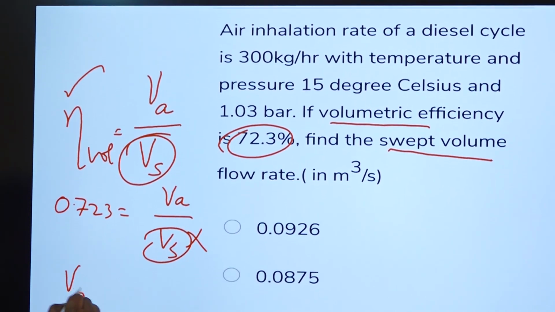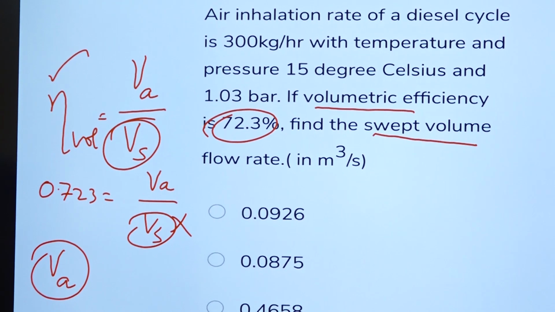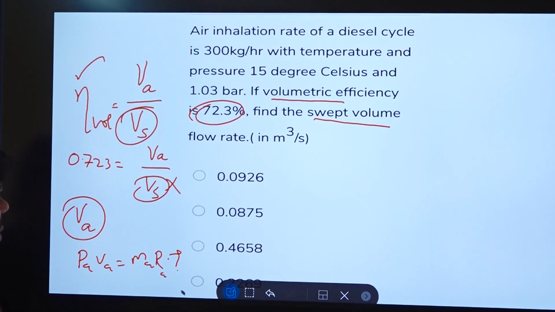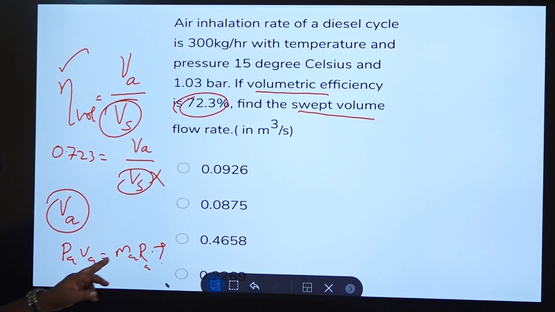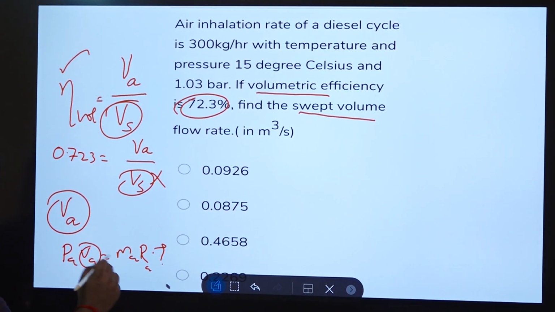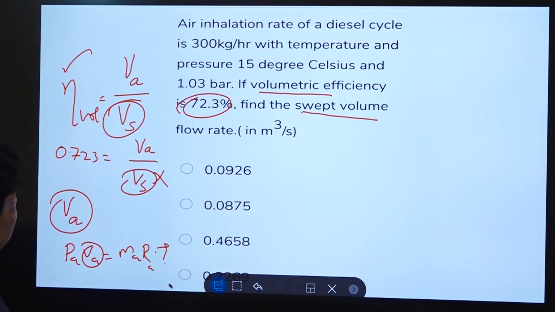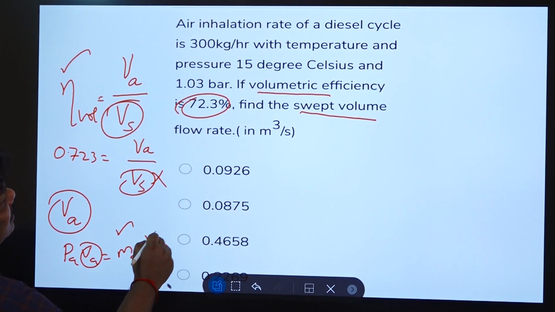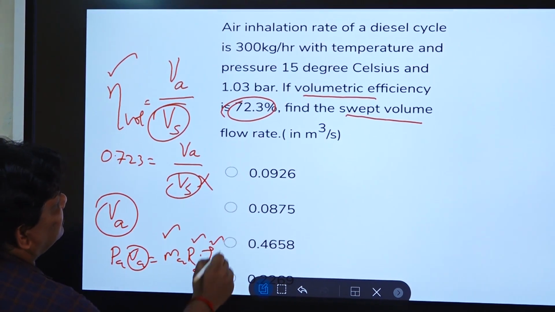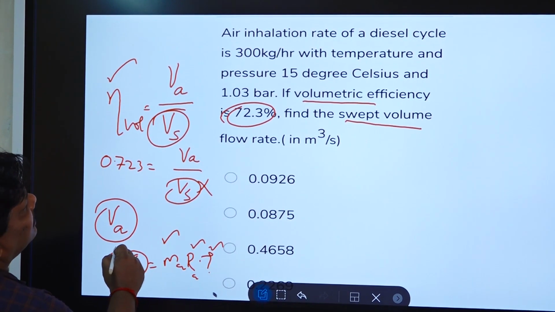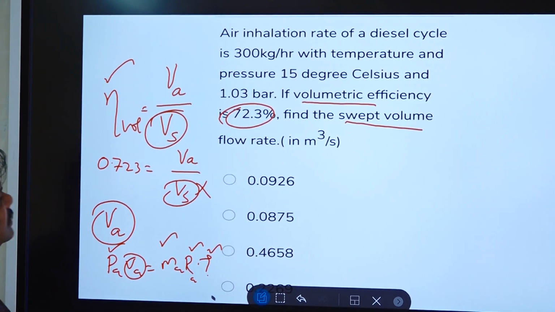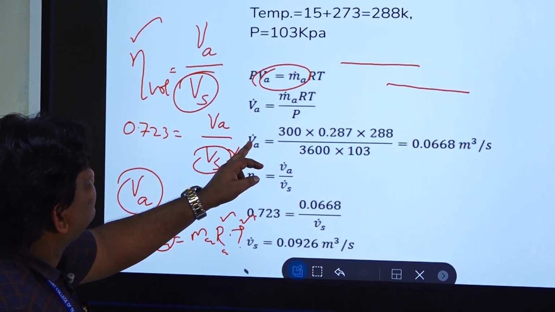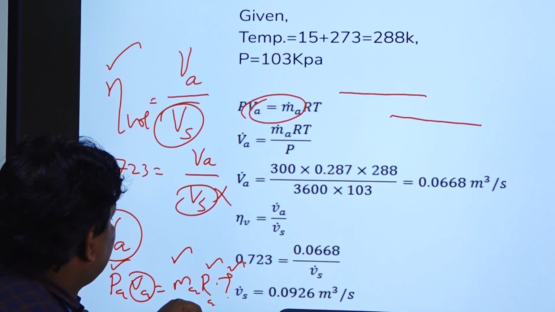So how will you find the value of VA? We know that VA is equal to MA into RA into T, divided by P. For finding VA you need M, R, T and P. Mass is given to you in kilograms per hour, you know the value of R, temperature is given to you, and pressure is also given. So you can easily find the value of VA.